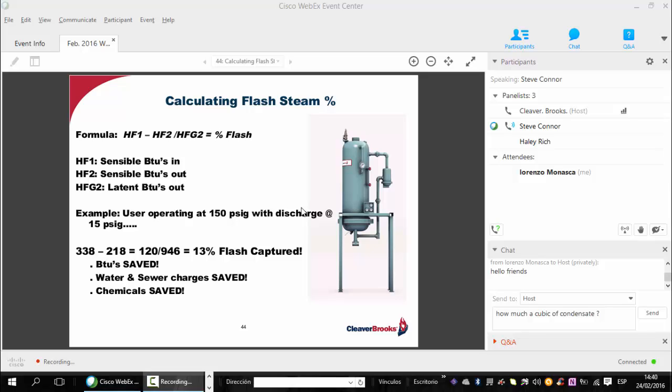So going from 150 to 15, you can capture 13% of the energy that would have been vented if you decided to waste it to control thermal water hammer in your common condensate return line. Just waste it. As noted, though, it's not only the BTUs that you waste, but also the chemicals, the water and sewer charges, all incurred because of the raw makeup water that now needs to be introduced into the system because you lost that steam.